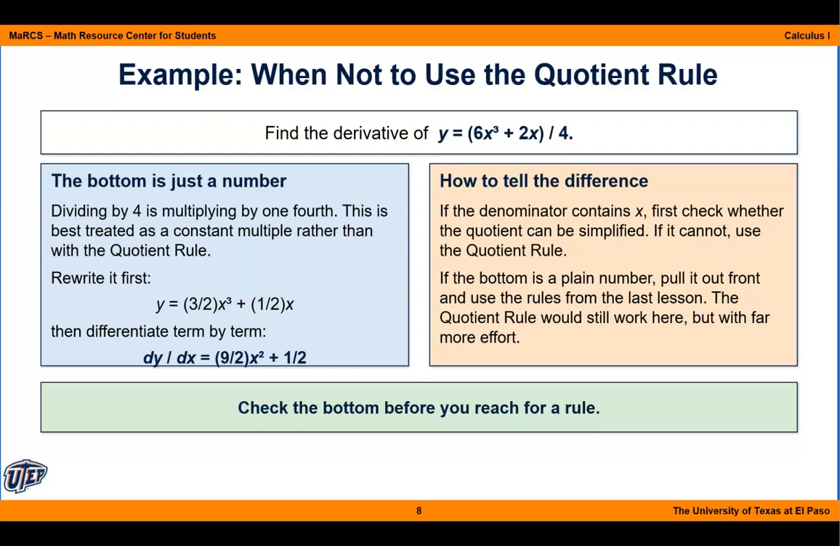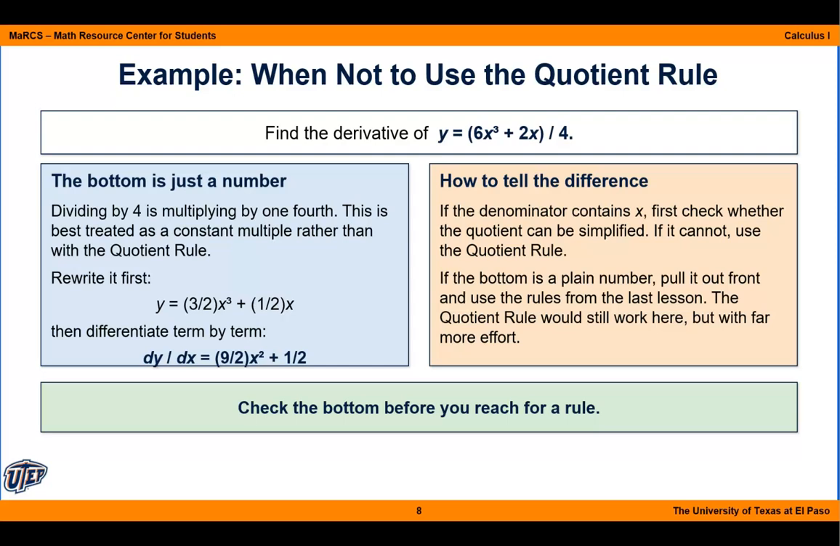Before applying the quotient rule, check whether the expression can be simplified. Consider y is equal to (6x³ + 2x) divided by 4. The denominator is the non-zero constant 4. So divide each term by 4. That would give us y is equal to 3/2 x³ + 1/2 x.